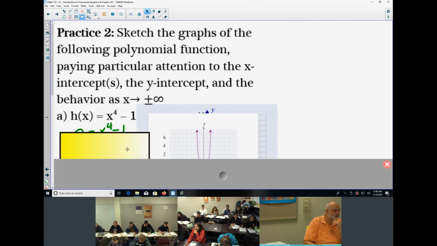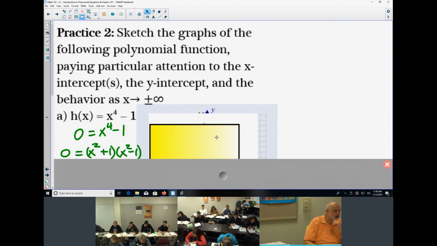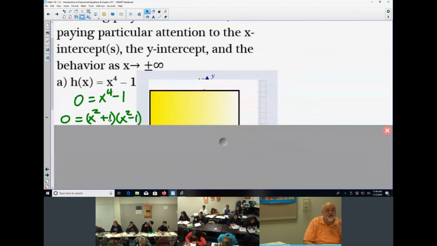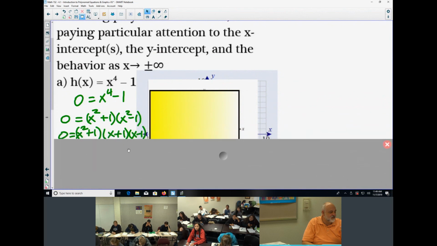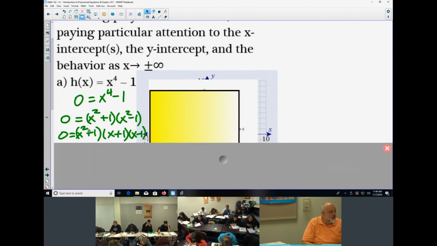Excellent. That is correct. Okay. All right. Now, x squared plus 1 doesn't factor. So you're not going to get any zeros out of that. But x squared minus 1 also factors again. And what does that factor to? Keep going, Jill. Is it x plus 1, x minus 1? Yes. Okay. So again, you're not going to get any zeros from x squared plus 1. Those roots would be complex. They'd have i's in them. So those don't show up on the graph.